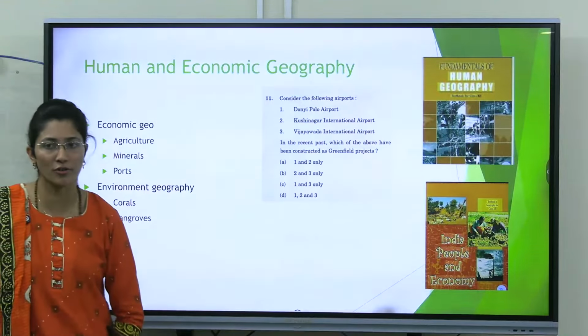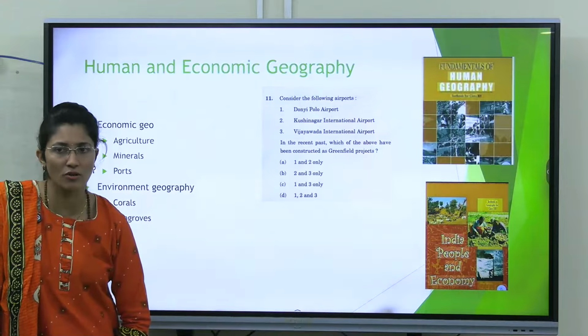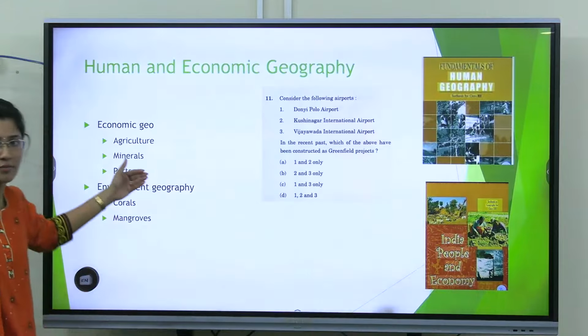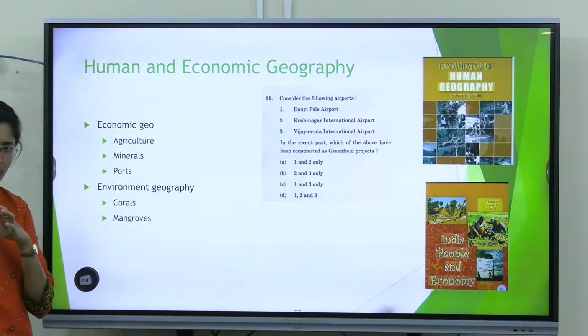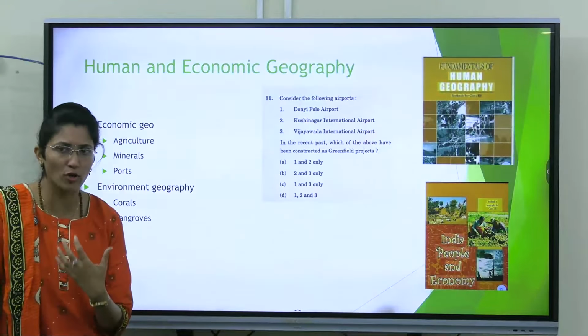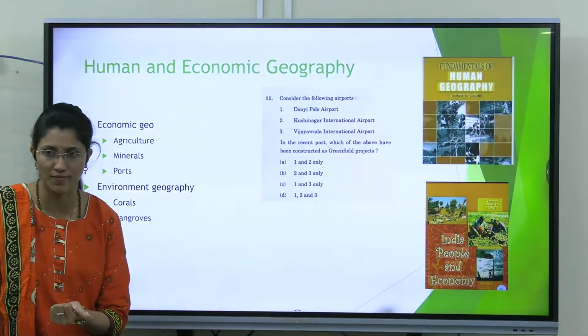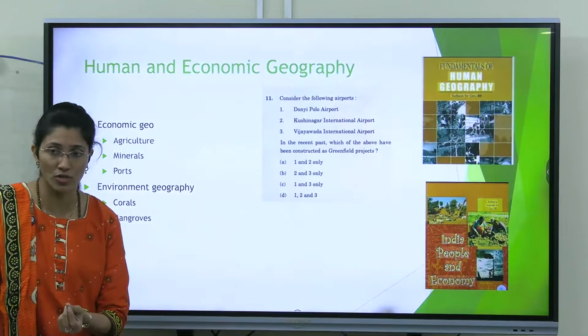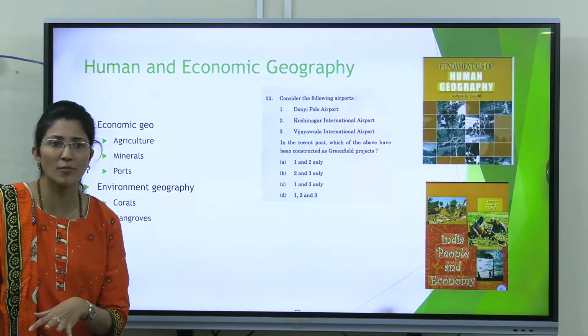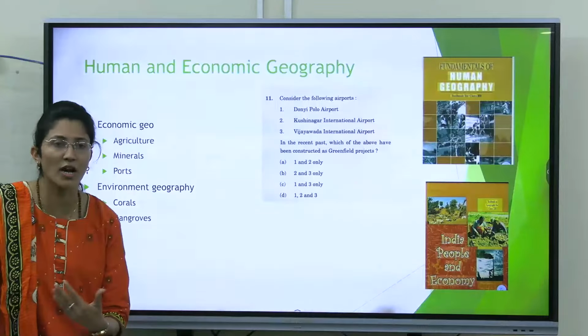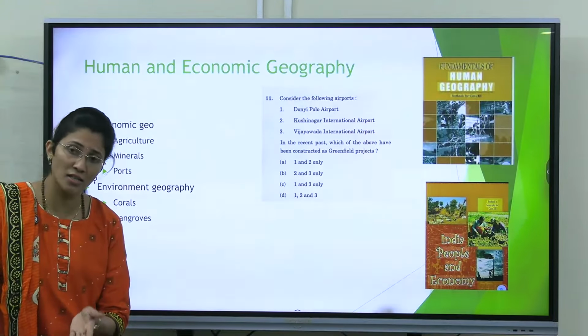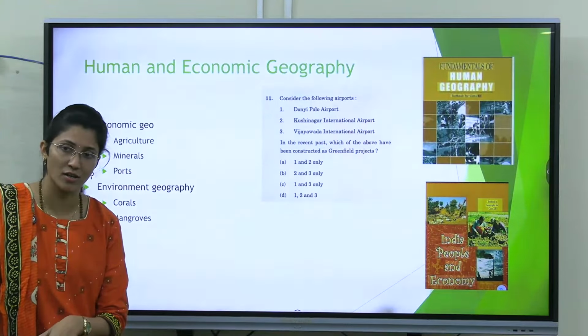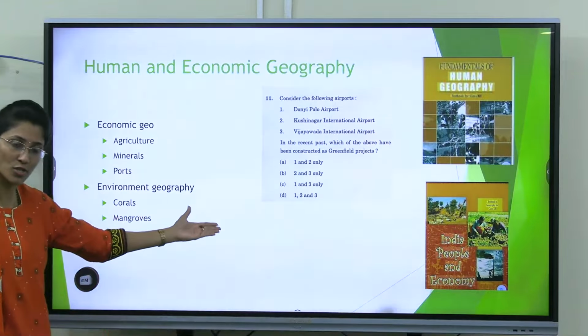Human and economic geography predominantly comprises of economic geography and environmental geography. So in economic geography, the more weightage or more number of questions are coming from agriculture, minerals, ports. In one year they'll ask about ports, what are man-made ports, what are artificial ports, and the other year they'll ask about airports, which are greenfield airports, which are in news.